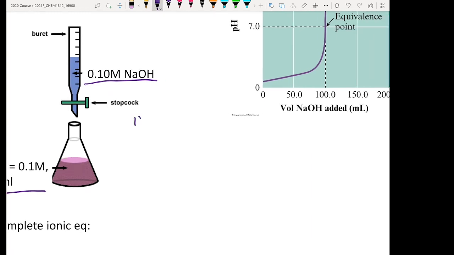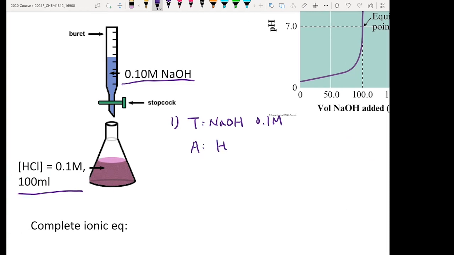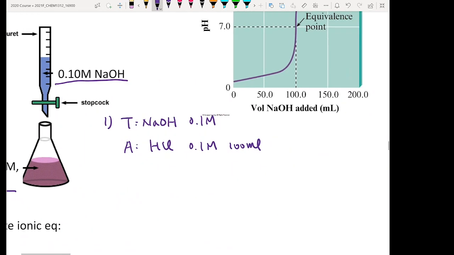So step number one, we want to list out our titrant and analyte. So what is your titrant? NaOH, and its concentration is 0.1 M. Who is your analyte? HCl. Concentration 0.1 M. Volume 100 ml. Okay, so that's the first step.